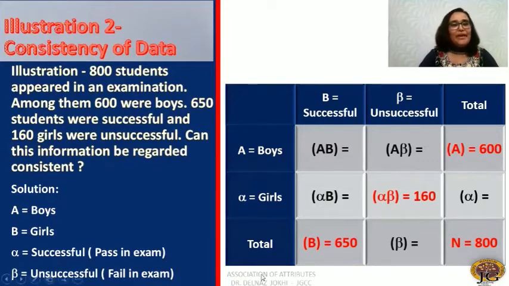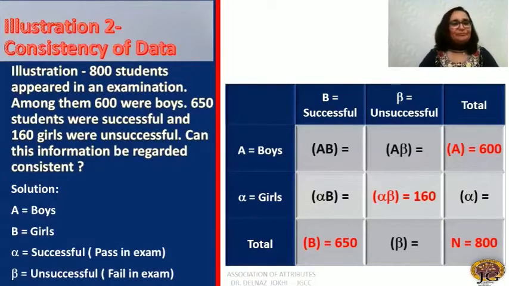Okay, 800 students appear in an examination. So total कितने students हैं आपके पास? यहाँ पर देखिए कितने हैं? 800. Very good. So 800 is equal to n. Look at your table. N is equal to 800. Red color में है. I think you got the point. जो भी मैंने red में लिखा है, everything is given to you in your sum.